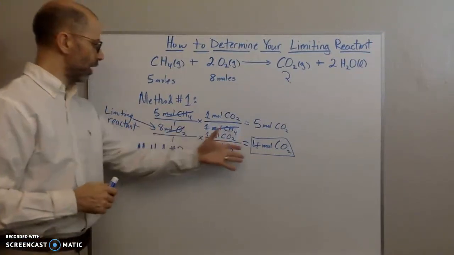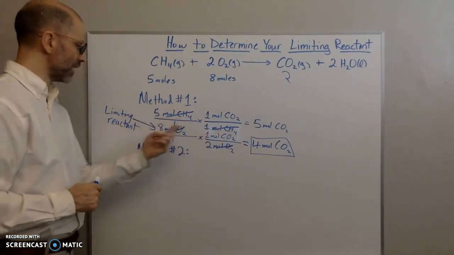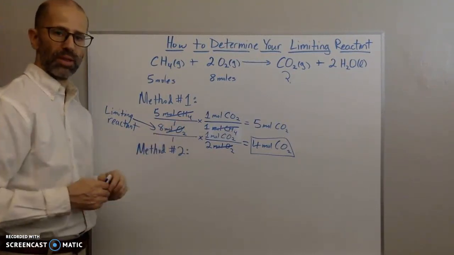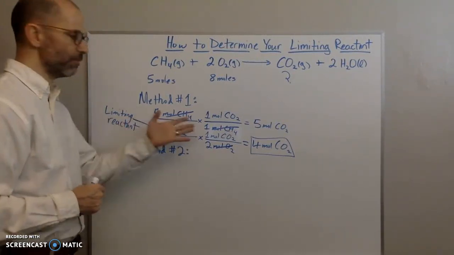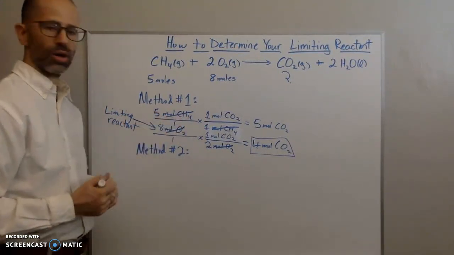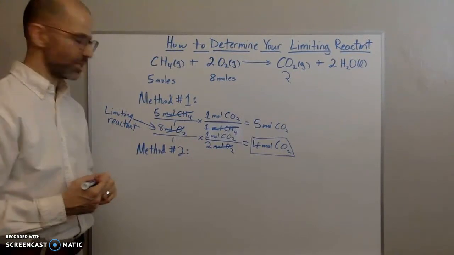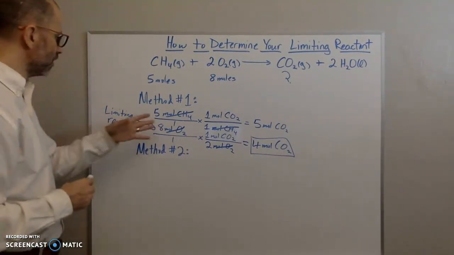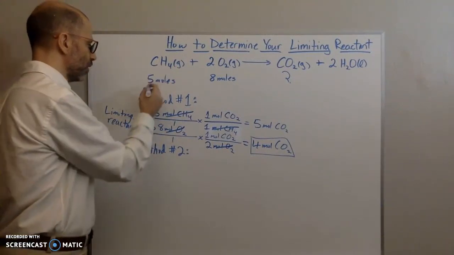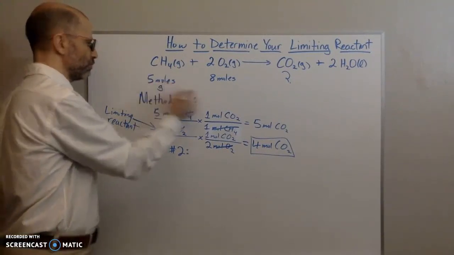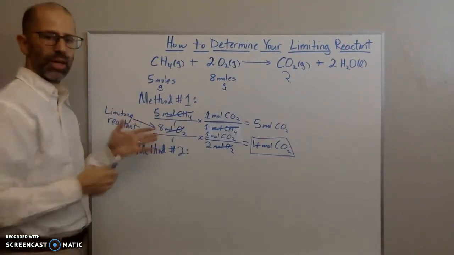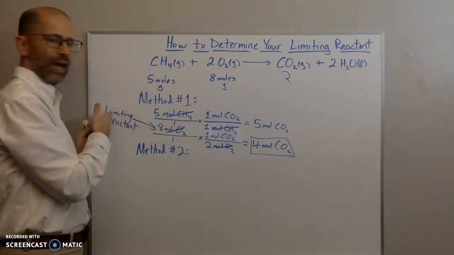Okay, so then my reagent that's in excess would be the methane. I have leftover methane. So this is the first method that you would do to find out what your limiting reagent is. And this would work if you were given grams. So if instead of 5 moles, you were given 5 grams and 8 grams, you could do the exact same thing, except you would have an extra step.